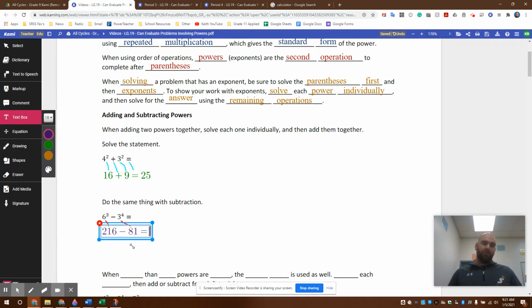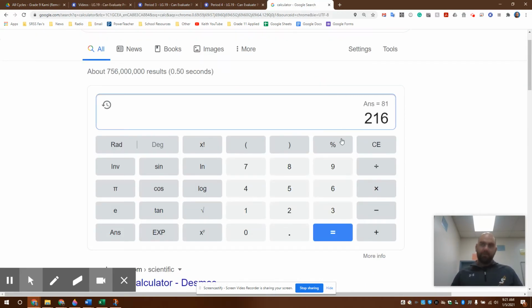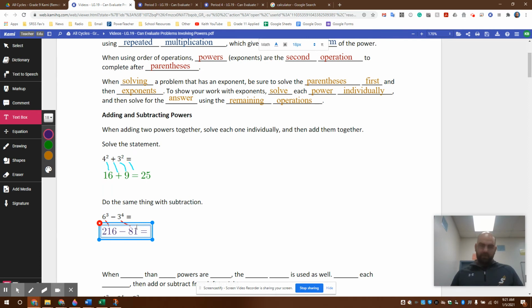Then the last thing we have to do here is solve for the final answer, and that's just the operation here. Okay, so 216 minus 81. Some of you might be able to do that without a calculator, but if you want, you can use a calculator. The answer is 135. So we show here that we got 135 as our final answer.